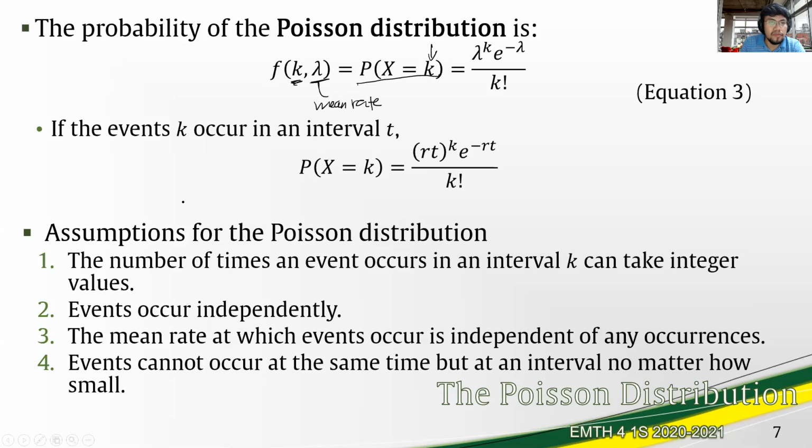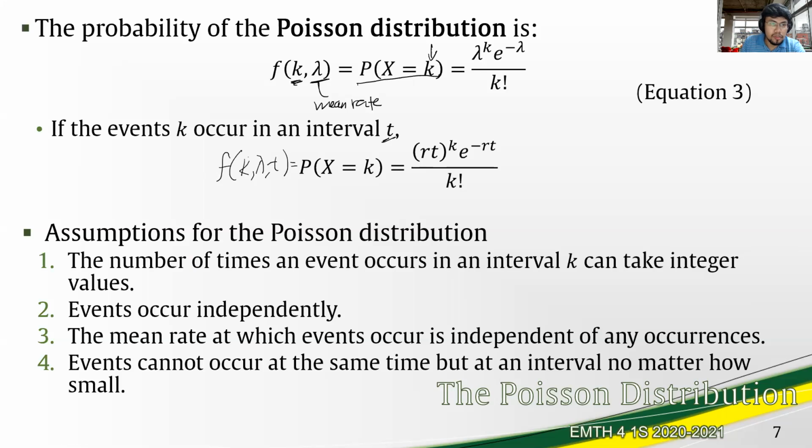If the events k occur in an interval t, you introduce the variable t, and it becomes k, t, and the formula is rt, the quantity raised to k, e raised to negative rt, all over k factorial. You simply replace the lambda with rt.